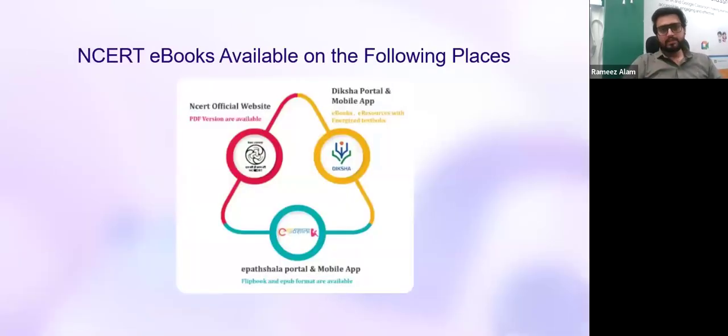Now you can see NCERT ebooks are available in the following places. If you want NCERT resources in PDF format, you can access the NCERT official website, where all PDF format ebooks are available from class 1 to 12. On the Diksha portal and Diksha mobile app, you can access ebooks, e-resources, and energized textbooks. On the ePathshala portal and mobile app, you can access EPUB format ebooks on the ePathshala mobile app and flipbook format ebooks on the ePathshala portal.